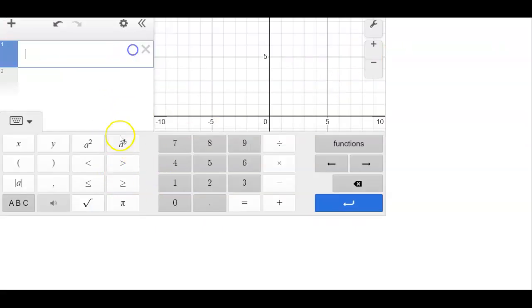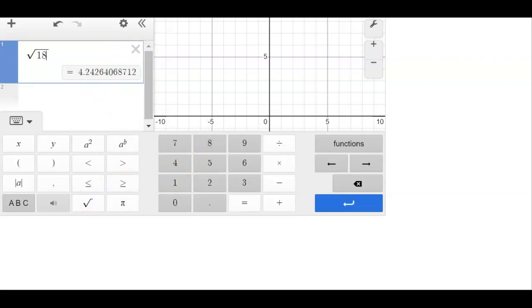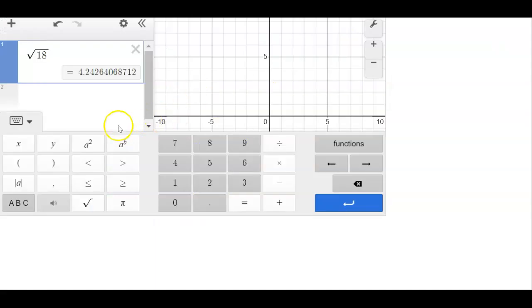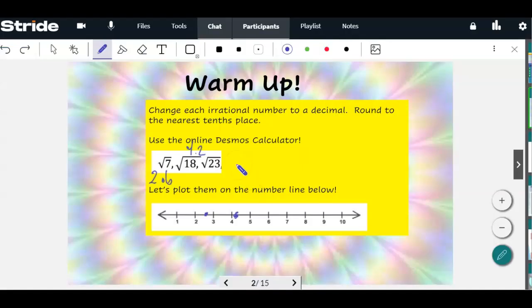All right, next one is square root of 18. So I'm going to go ahead and just click that out and we'll do 18. It's 4.2 for this one, and that's going to be closer to the 4 than the 5. And our last one for a quick review, square root of 23 is 4.79. So this 9 here tells you to bump that up to 8. So that's going to be approximately 4.8, which is going to be closer to the 5. All right, hopefully that helped.